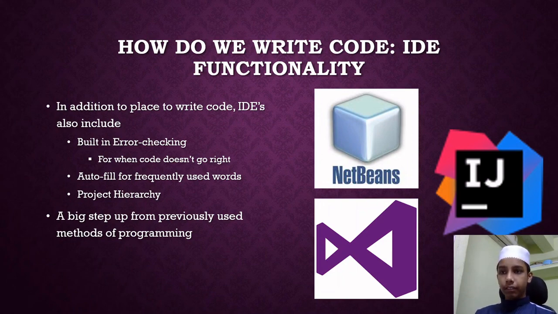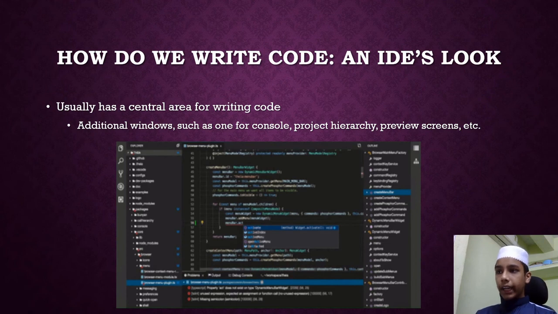IDE functionality. In addition to a place to write code, IDEs also include built-in error checking and autofill for frequently used words, a big step from previously used methods of programming. An IDE looks like this. Usually it has a central area for writing code, and some additional windows such as one for consoles, etc.